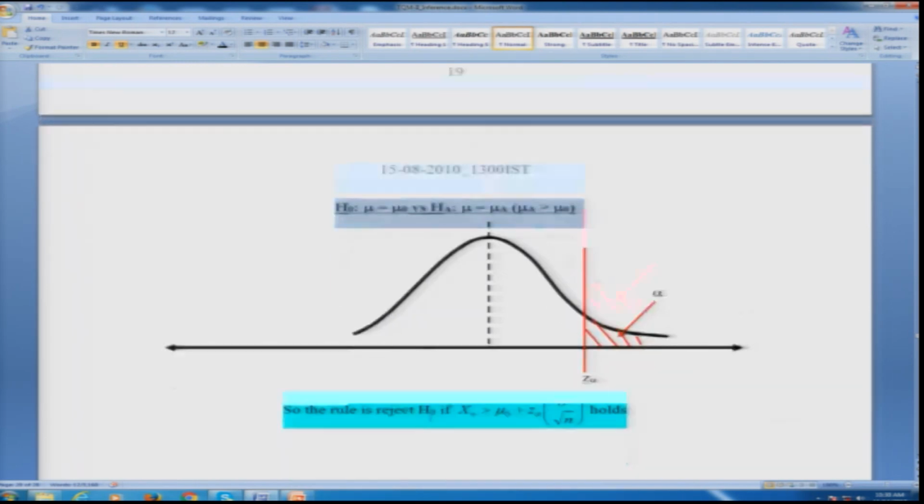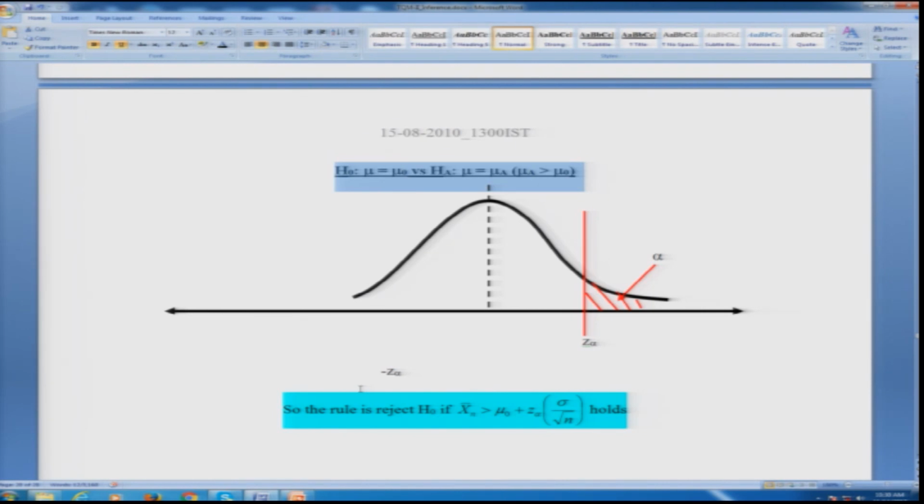Again be careful: you will reject H naught if x bar n is greater than mu naught plus Z alpha multiplied by sigma by square root of n. Obviously this is Z alpha, not Z alpha by 2, because you are considering the right hand side of the distribution, not the left hand side. Now the actual case is where you test under H naught mu equal to mu naught and under HA mu not equal to mu naught, which means you do not know whether it is on the left hand side or the right hand side.